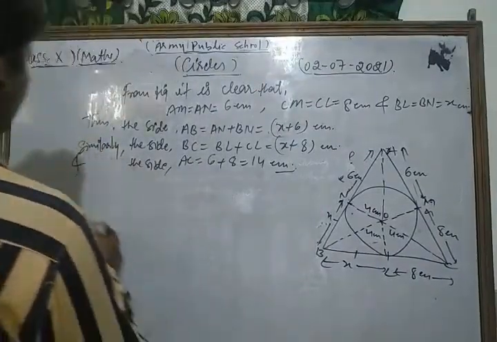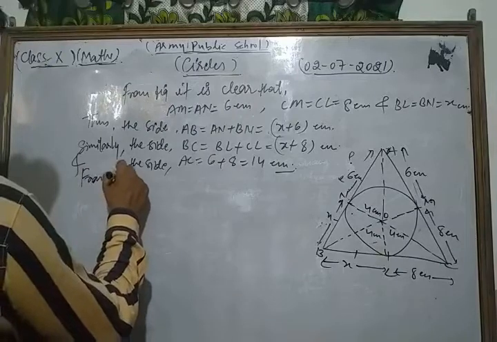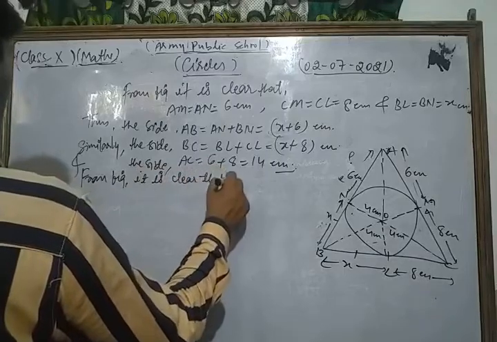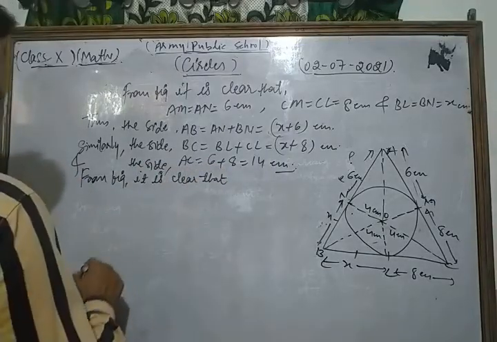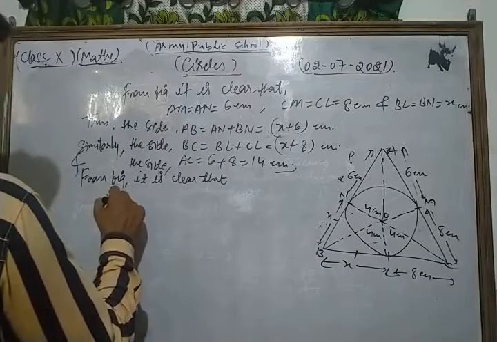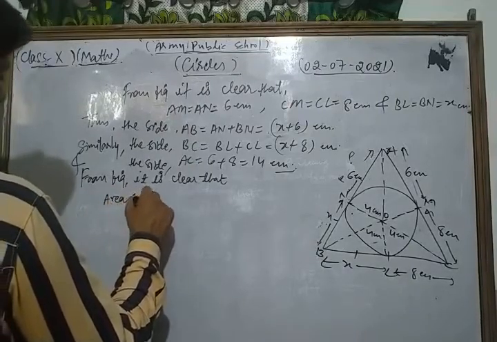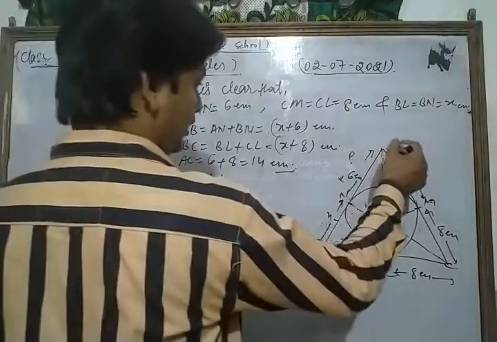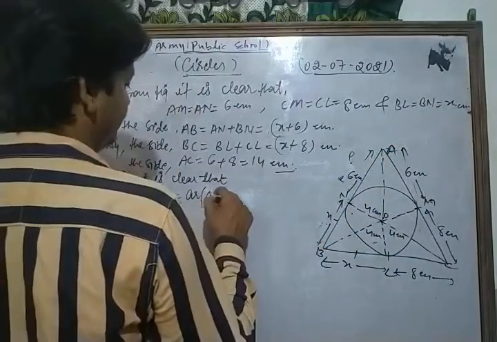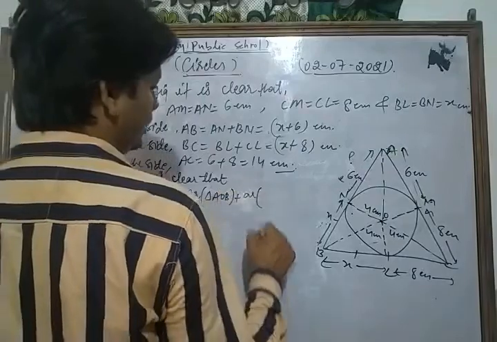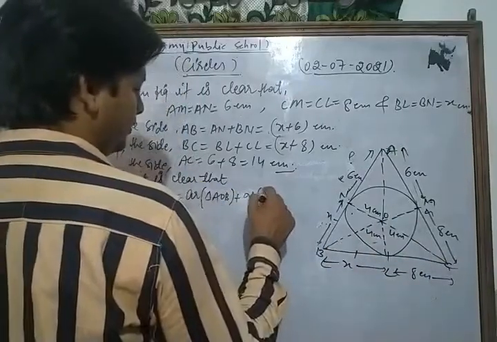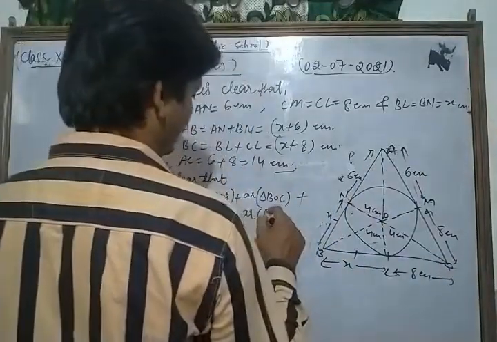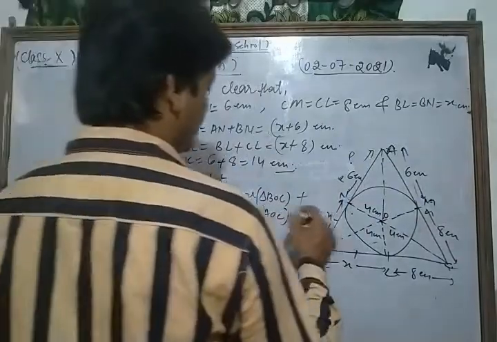From the figure it is clear that, let's see once more. From the figure it is clear that the area of triangle ABC is equal to the area of triangle AOB plus the area of triangle BOC plus the area of triangle AOC. We will take this as equation number 1.